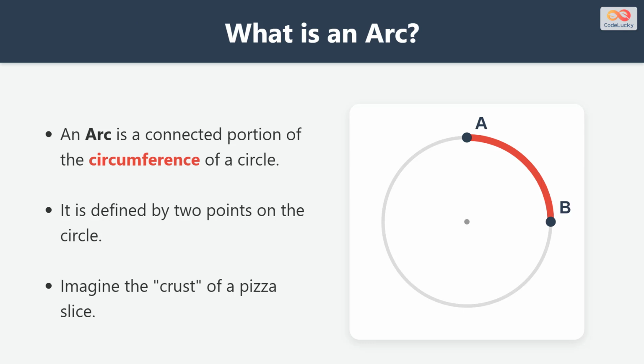So, what exactly is an arc? Simply put, an arc is a connected portion of the circumference of a circle. If you think of a circle as a pizza, the arc is like the crust edge of a single slice. It is defined by two specific points on the curve.